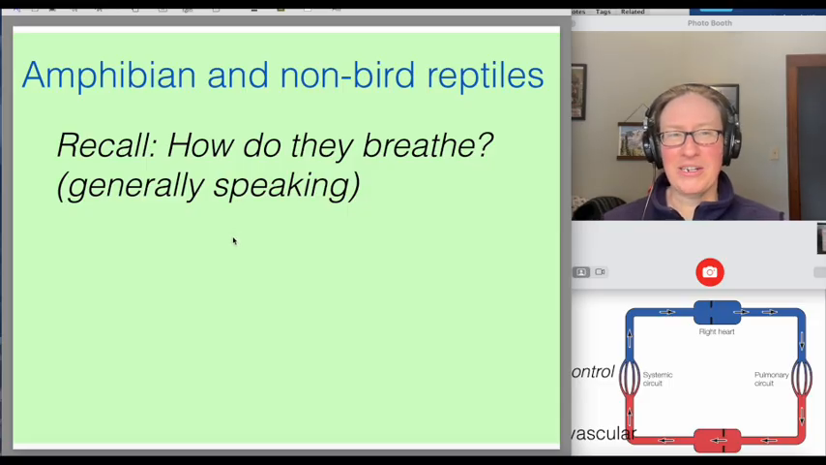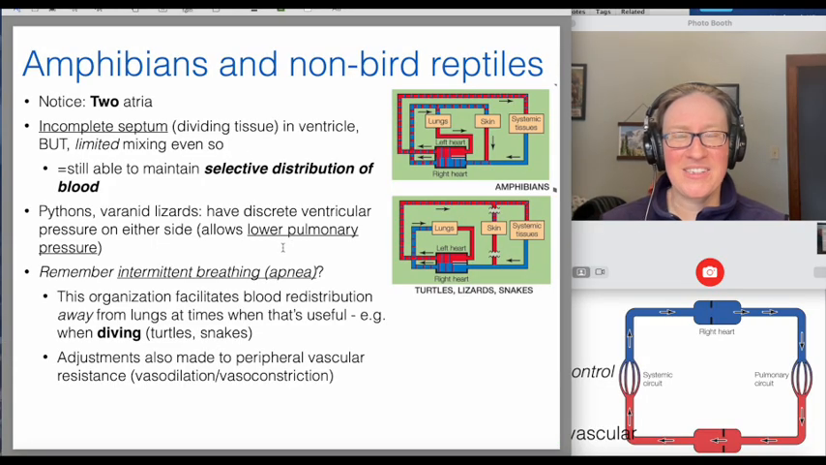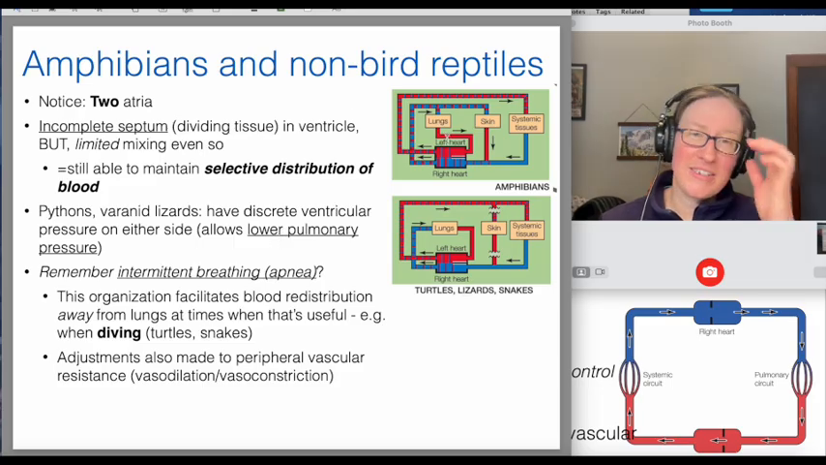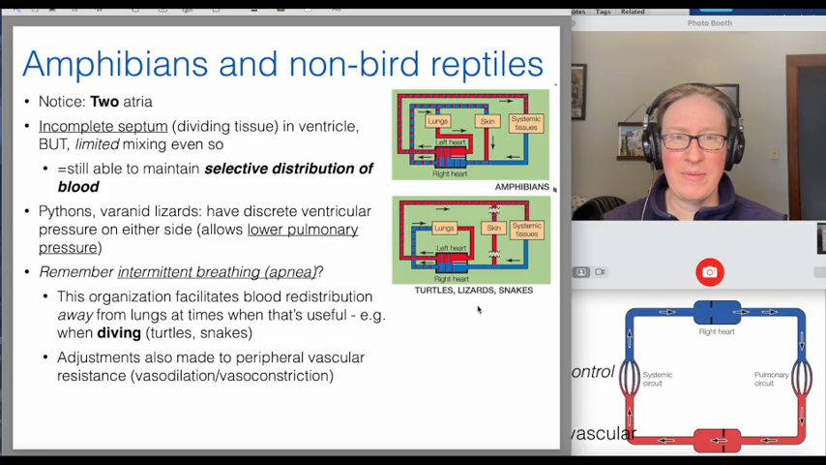All right, and hopefully you have a picture in your mind. You're starting to think about breathing cycles and breathing organization. And hopefully you're remembering both groups have tidal breathing structures, right? And both groups have breathing patterns that are characterized by periods of apnea, periods of non-breathing, right? Well, that is going to factor into their circulatory arrangement. So here are the diagrams, again, from our book for amphibians and for non-bird reptiles. Specifically in this case, we're looking at turtles, lizards, and snakes.